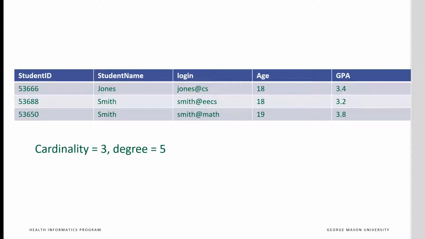Here we have a table with cardinality 3 and degree 5, meaning we have 3 rows of data and 5 columns of fields.